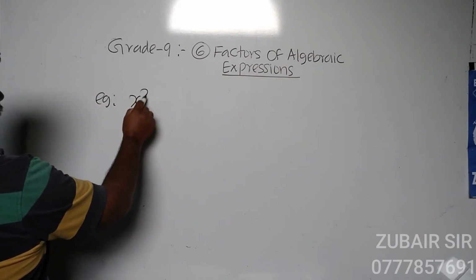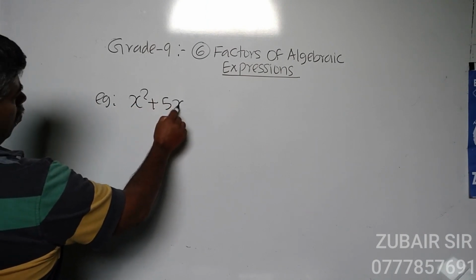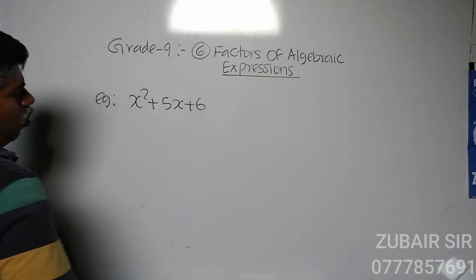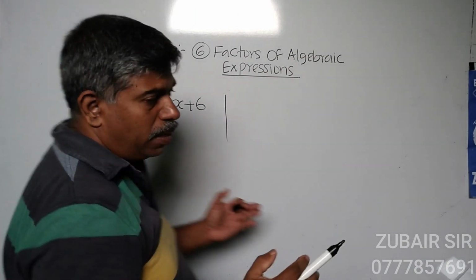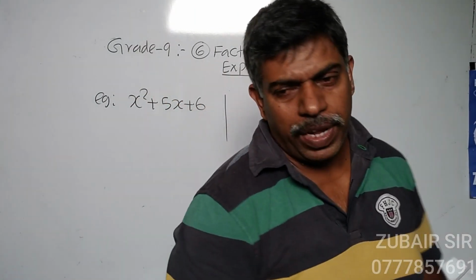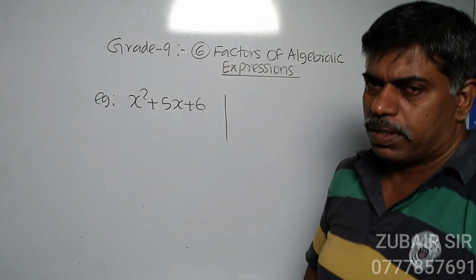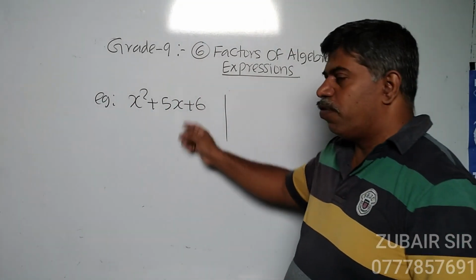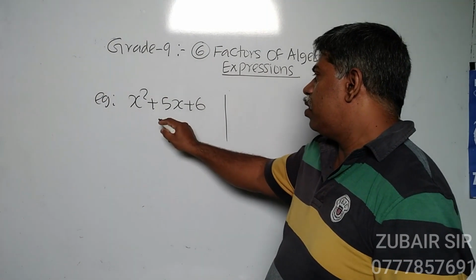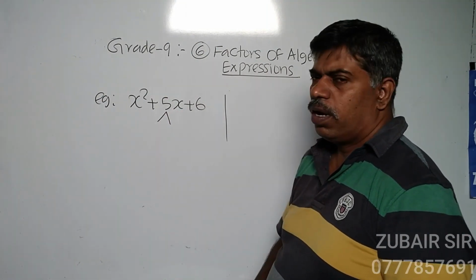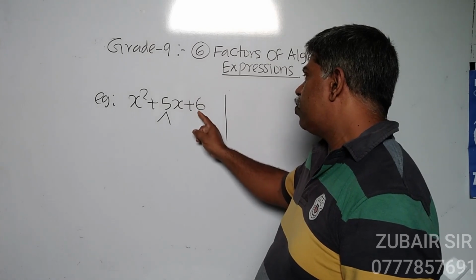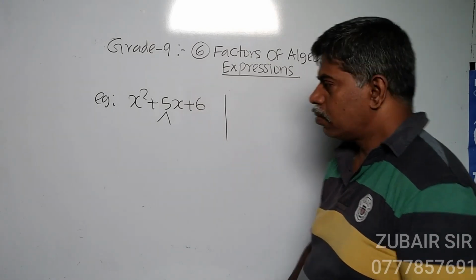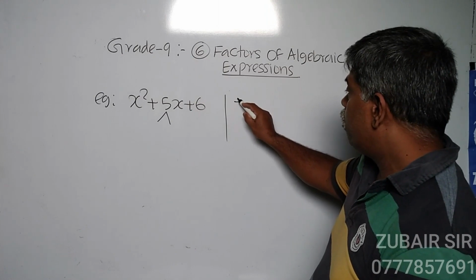X squared plus 5x plus 6. A trinomial expression means 3 terms are there. Then we have to convert this into 4 terms. How to convert this into 4 terms? We have to divide the midterm into 2. How to divide the midterm into 2? By using the factors of the last number. What is the last number? Plus 6.